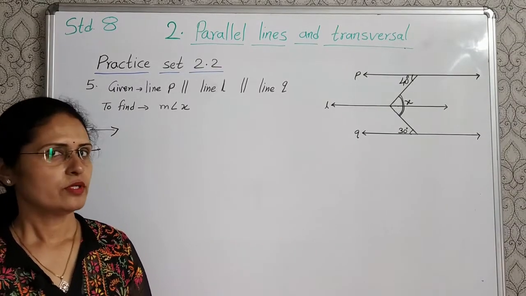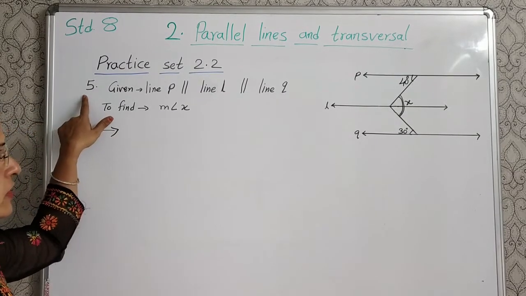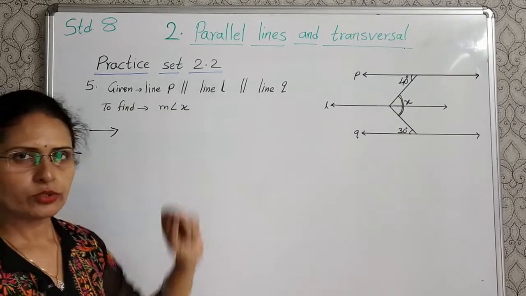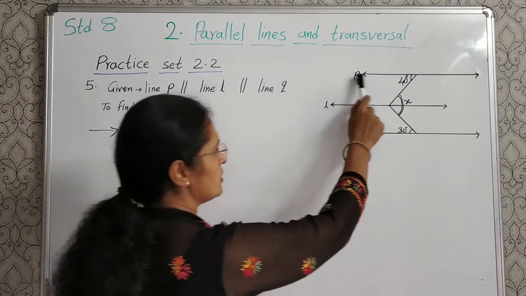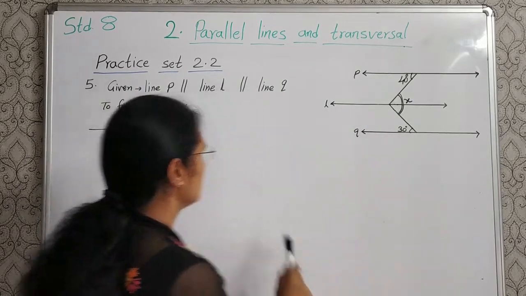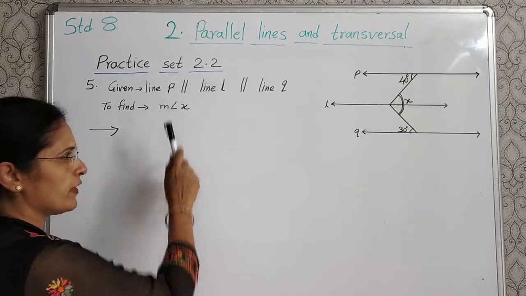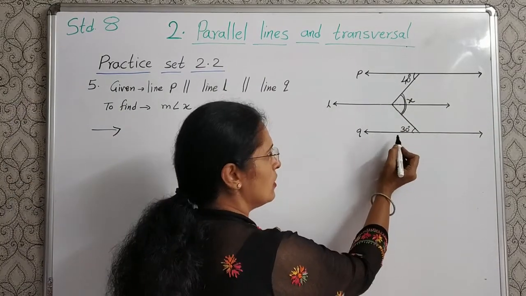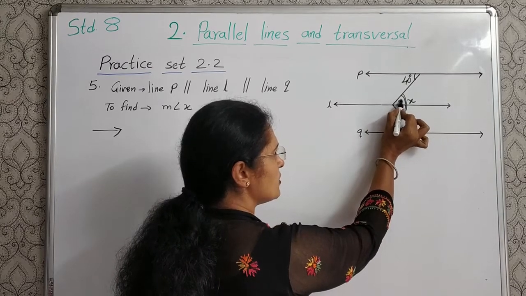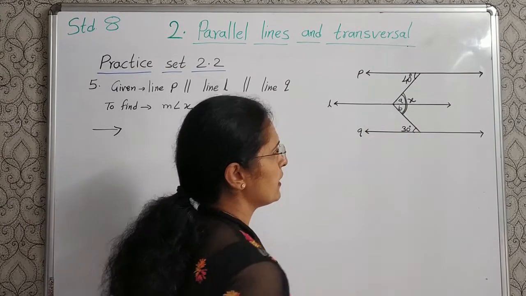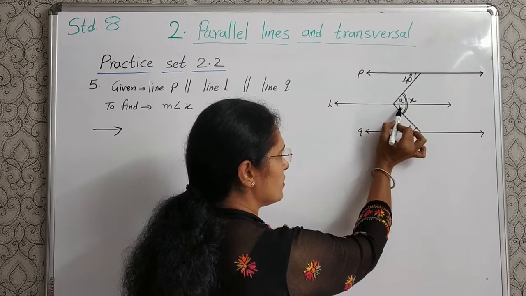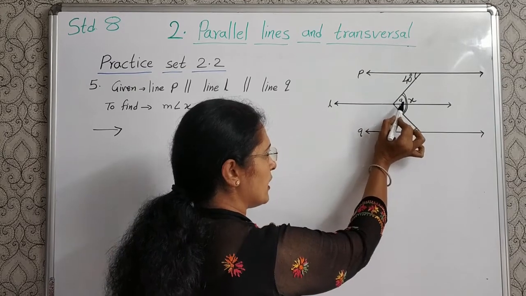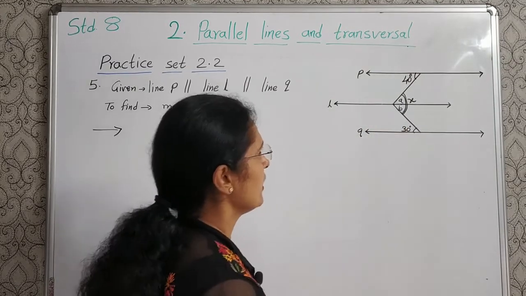Now we will solve question number 5. In this question it is given that line P is parallel to line L is parallel to line Q. So these are the three lines which are given parallel to each other and we have to find the measure of angle X. Now see in the diagram, here it is angle X. If you can find these two angles, I named them A and B, then by adding these two angles we will get angle X. So first we will find out A and B and then we will get X.